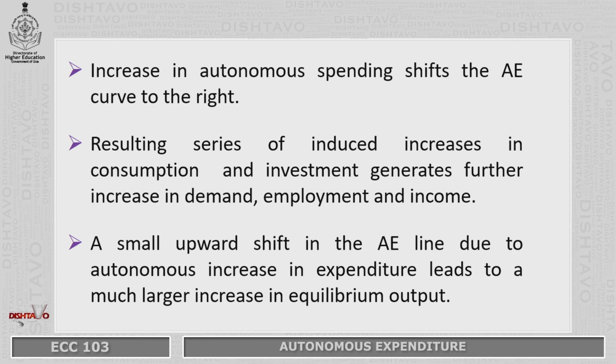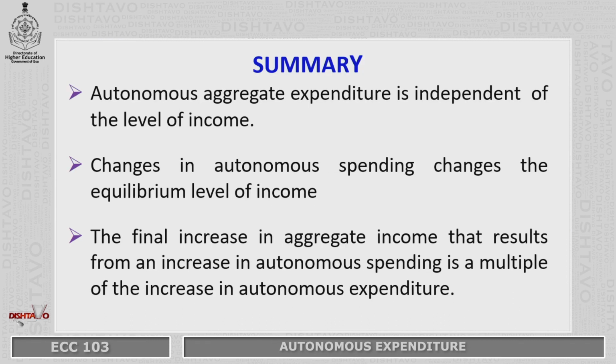So, we infer from this that increase in autonomous spending shifts the AE curve to the right, and this shift in the AE line due to autonomous increase in expenditure leads to a much larger increase in equilibrium output. So, we sum up on this topic of autonomous expenditure by stating that it is independent of the level of income. Changes in autonomous spending change the equilibrium level of income. The final increase in aggregate income that results from an increase in autonomous spending is a multiple of the increase in autonomous expenditure. That is all we have on this topic.